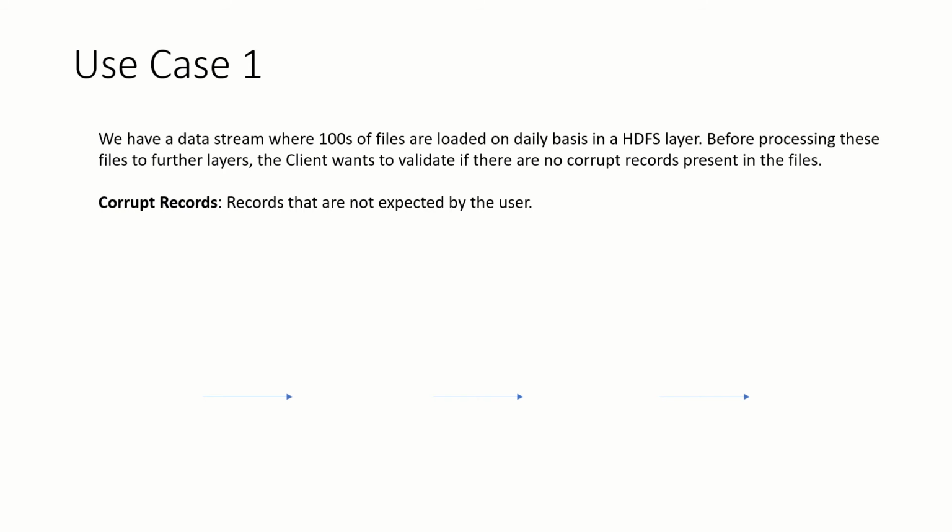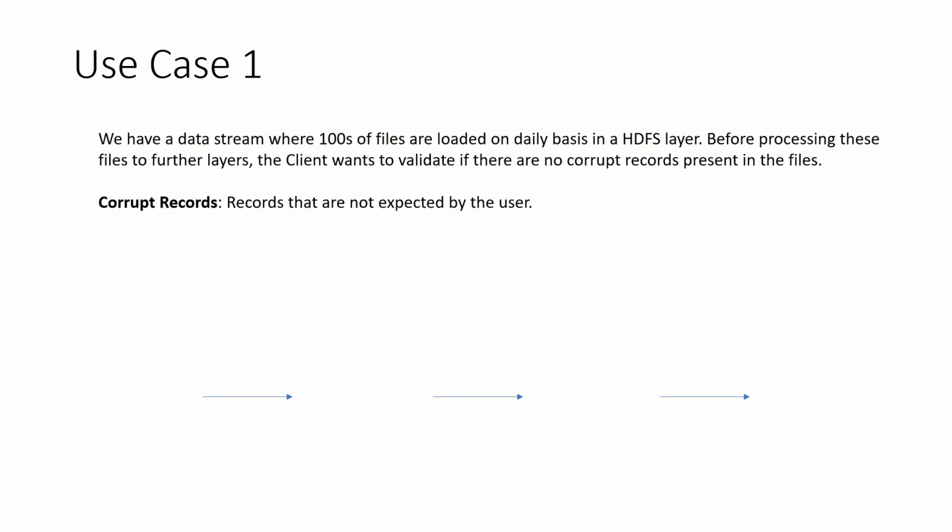So consider a scenario where hundreds of files are coming on a daily basis in some kind of HDFS layer or storage. Before processing these files to further layers in downstream applications, the client wants to validate that there will be no corrupt records and that the files are coming in the way we are expecting. So you want to write a script, a data quality script. That's a very common term used in industry, and we want to do data quality on top of a raw file so that there will be no problem at the end of the data pipelines.